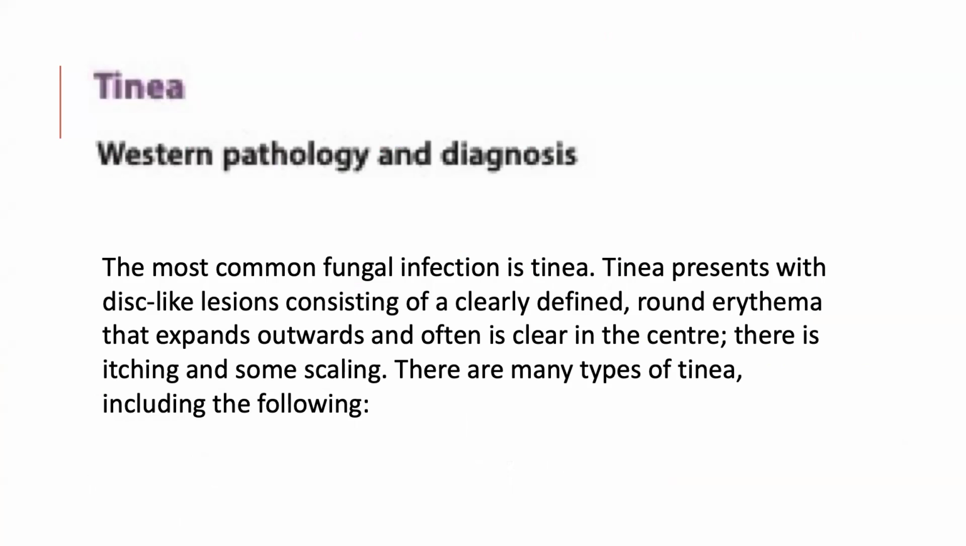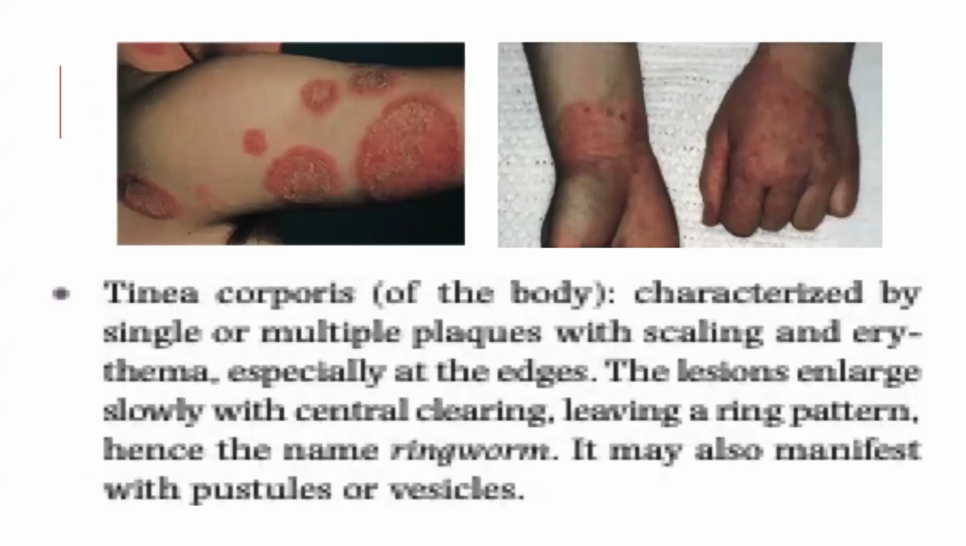Tinea presents with disc-like lesions consisting of a clearly defined round erythema that extends outwards and often is clear in the center. There is itching and some scaling. There are many types of tinea, including the following.